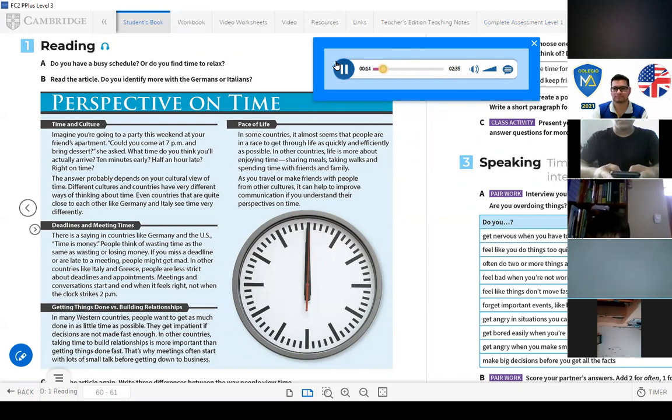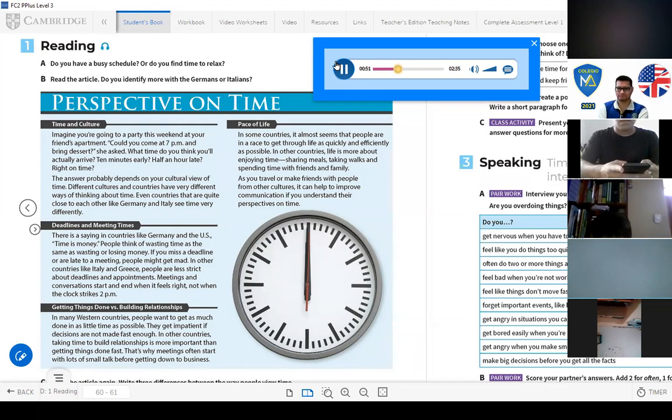Imagine you're going to a party this weekend at your friend's apartment. Could you come at 7 p.m. and bring dessert? She asked. What time do you think you'll actually arrive? 10 minutes early? Half an hour late? Right on time? The answer probably depends on your cultural view of time. Different cultures and countries have very different ways of thinking about time. Even countries that are quite close to each other, like Germany and Italy, see time very differently.